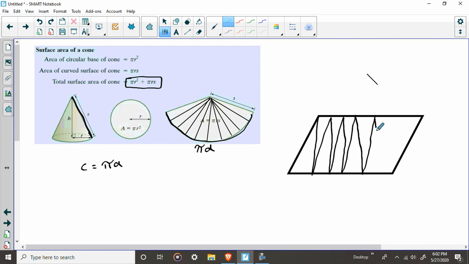Okay. What if I reorganize those little pie shapes here, right? Now they would be slightly rounded here, right? Maybe a little bit rounded on the top, right? But essentially, what would you have? You'd have a parallelogram, right? Okay.